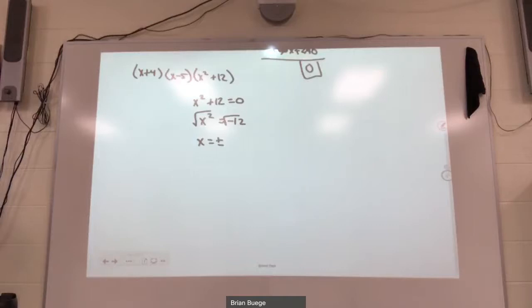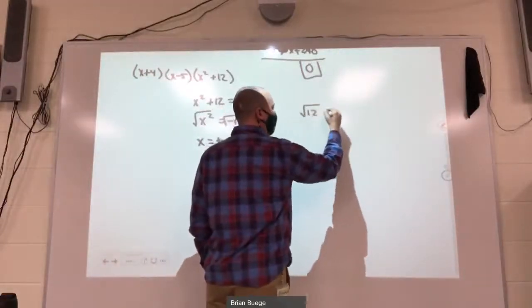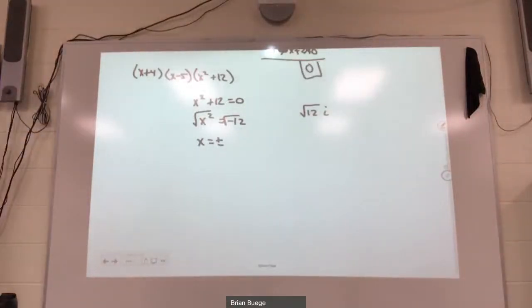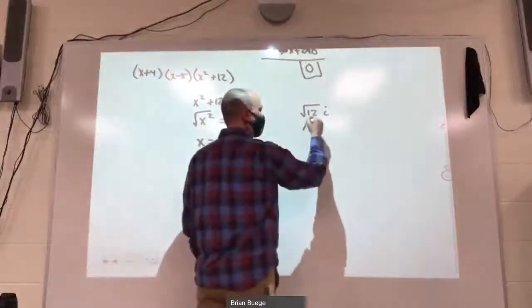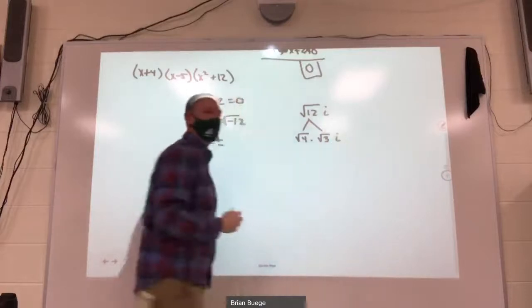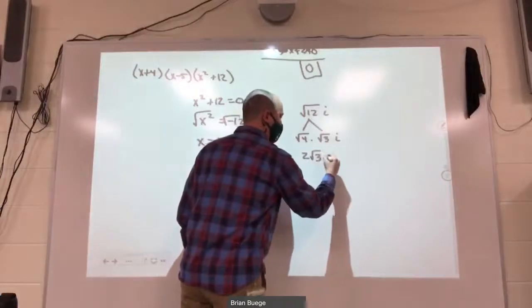Square root of a negative, we automatically know it's going to be imaginary. Okay? So I can pull that negative, I'll do it off to the side here. I can pull the negative outside as an i, and now the rest is just reduced to square root of 12. So what's a perfect square that's a factor of 12? 4. Yeah. So this factors to the square root of 4 times the square root of 3. Again, I'll just bring the i along for the ride. Square root of 4 is 2. And there's your 2 square root of 3i.